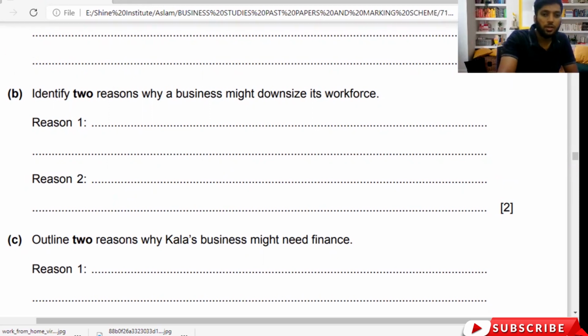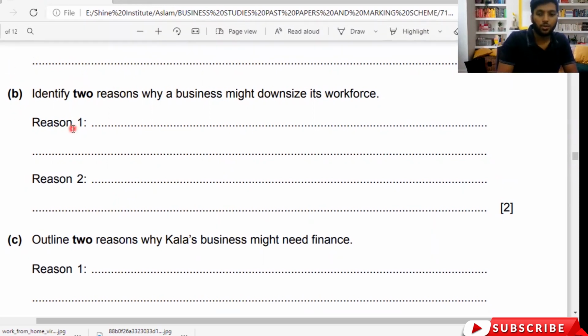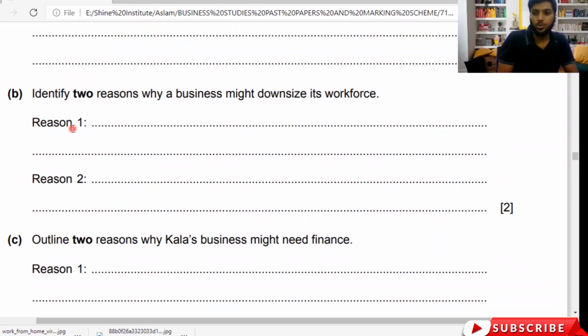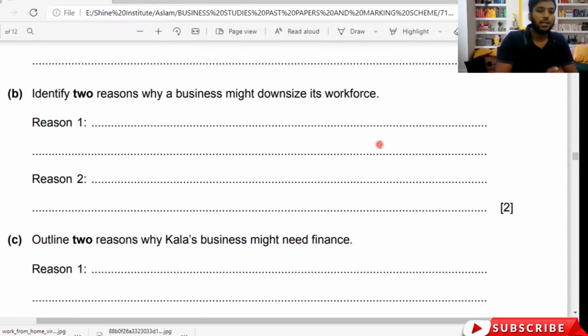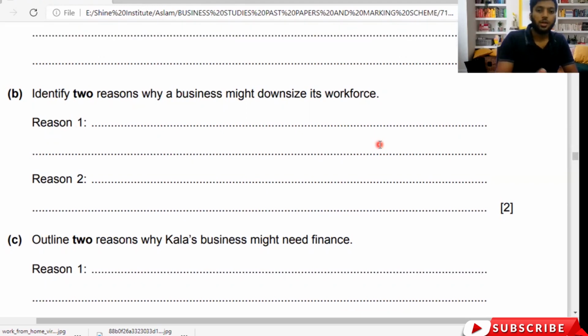But remember, for this question, they have asked to identify. So for identification, you should not write an explanation. Some people write two lines. It's not something like that. For identification, even if you write one line, the examiner still gives marks in Cambridge. So let's write the answer.